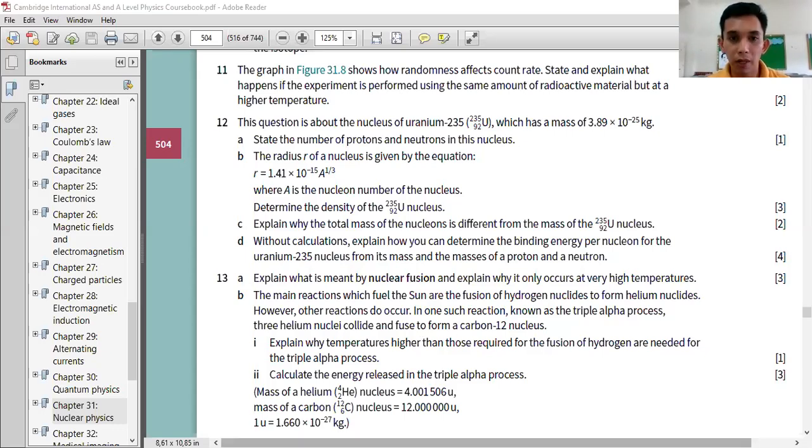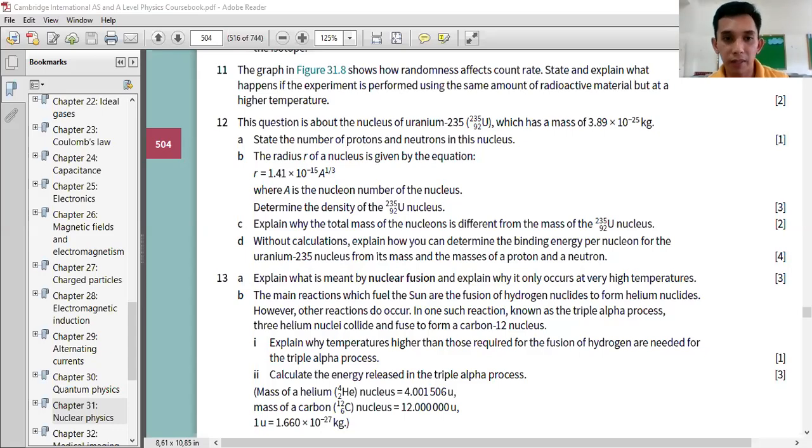So this is how to do number 12. For 12A, it's very easy. You just need to count the number of protons and neutrons by subtracting the proton number from the mass number. And for 12B, you need to find the volume of the nucleus first by putting it into the formula for the volume of a sphere, 4 over 3 pi r cubed. So find the radius from this formula.